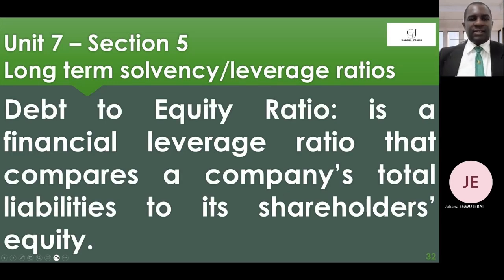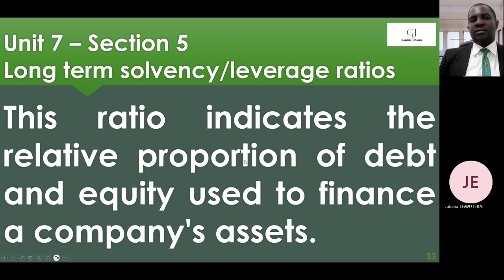It's a financial leverage ratio that compares a company's total liabilities to its shareholders' equity. So we are comparing the total liabilities, current and non-current, just like we saw in debt to capital, only to the shareholders' equity, not the total capital like we saw in the last ratio. It indicates the relative portion of debt and equity used to finance a company's assets.